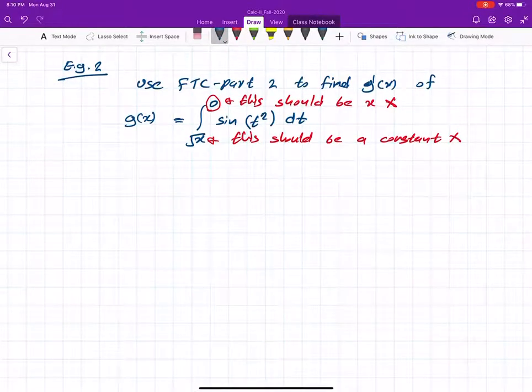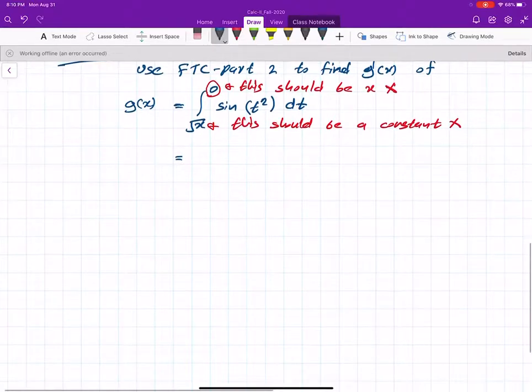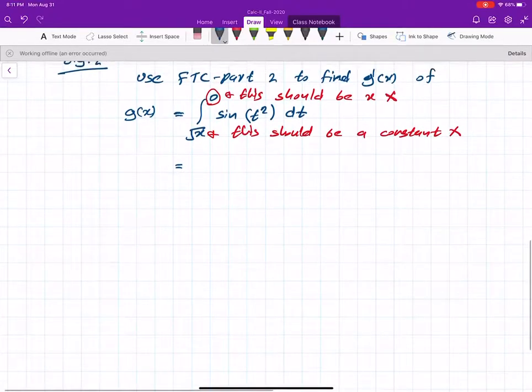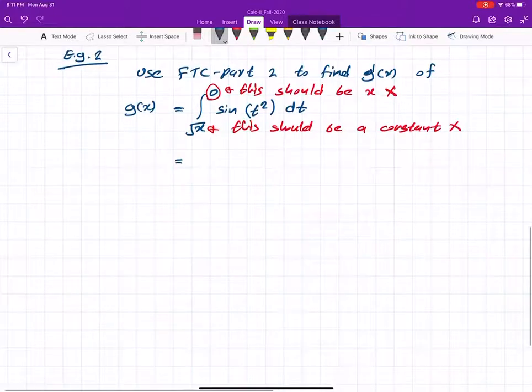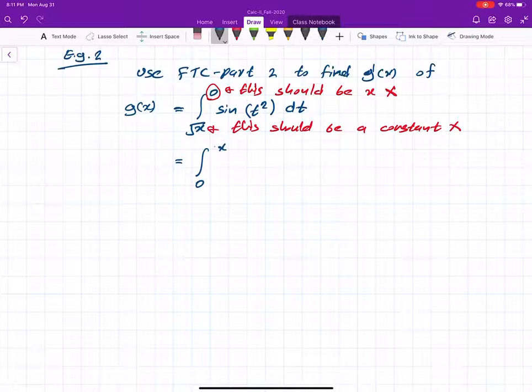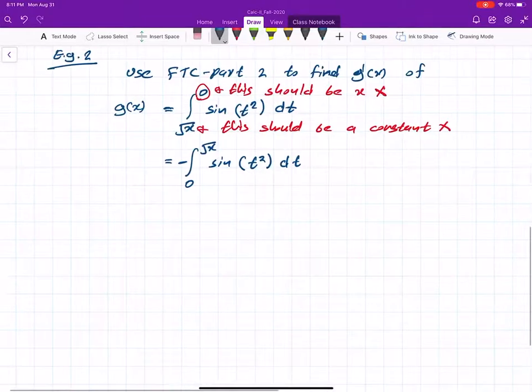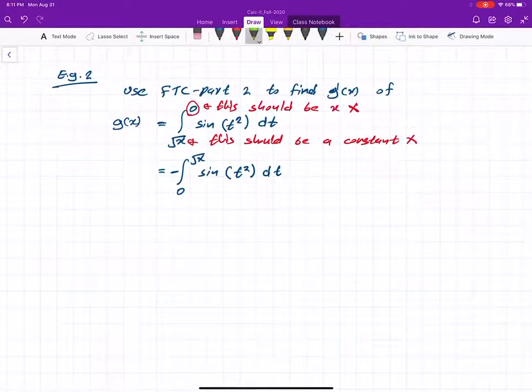The first arrangement that I would do is, let's see what happens if you switch the limits. So what I'm going to do is switch the limits. I write integration, and then I switch the limits. Here I have 0, here I have x, and then I write sine t square dt. Since I switched the limits, I have to introduce a negative sign in front. That's a law, if you can remember.